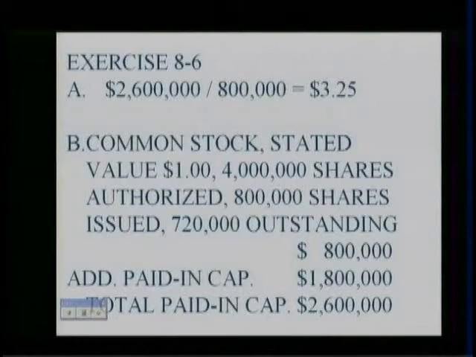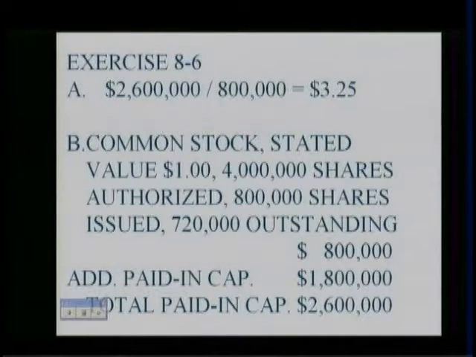The total value for that stock is $2,600,000. They ask you in Part A to calculate the average price at which the shares were issued. Well, if you issued 800,000 shares for $2,600,000, you simply divide to come up with an average issue price of $3.25.